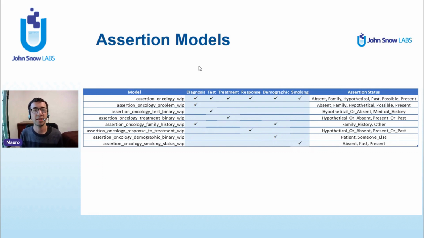So the difference between the different models is that they are usually used in different entity groups, for example, diagnosis, test, treatment, and so on. And also that they have different granularity, different labels or different classes. The one that is the most complete is Assertion Oncology Wip, which extracts absent, family, hypothetical, past, possible, and present, all these classes.